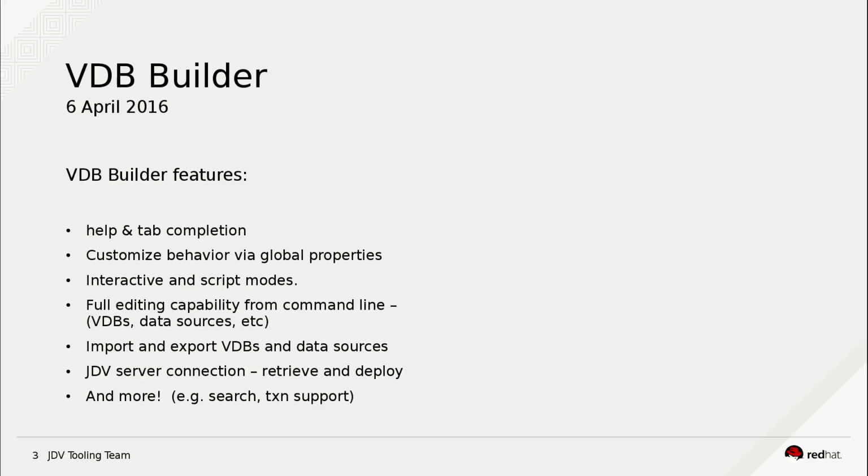You can connect to a live TIAD or JDV instance, and what this allows you to do is to pull down artifacts, VDBs, and data sources, for example, from the server into your VDB Builder workspace. There you can edit the artifacts and later redeploy them to the same server, or you can connect to a different server maybe and deploy them to a different server. There's also other capabilities like search, and we have transaction support, which we'll talk about in later sessions.